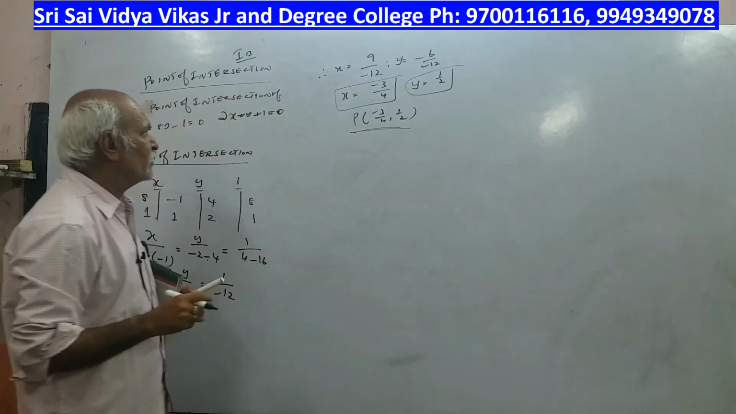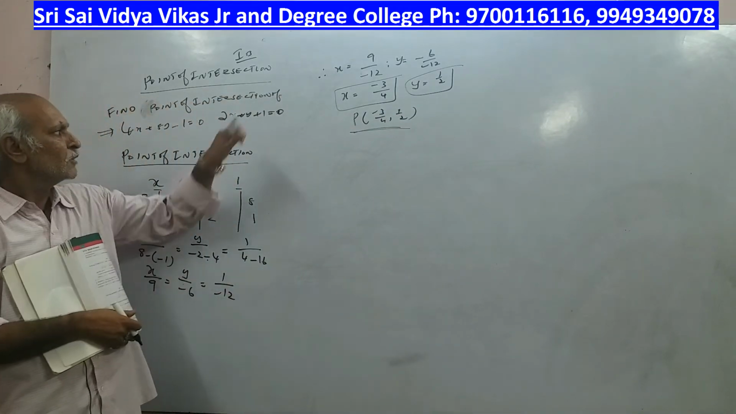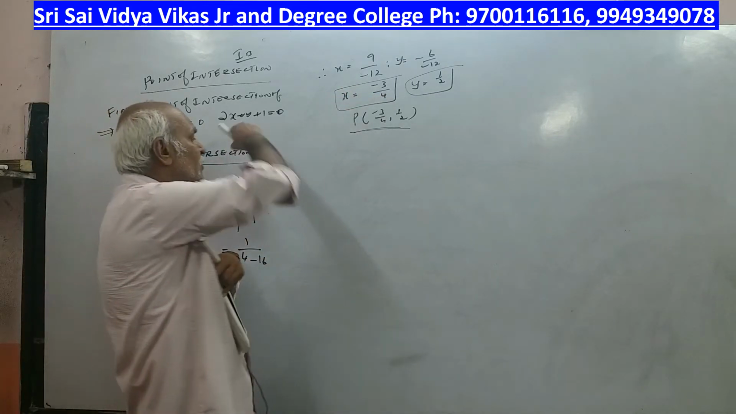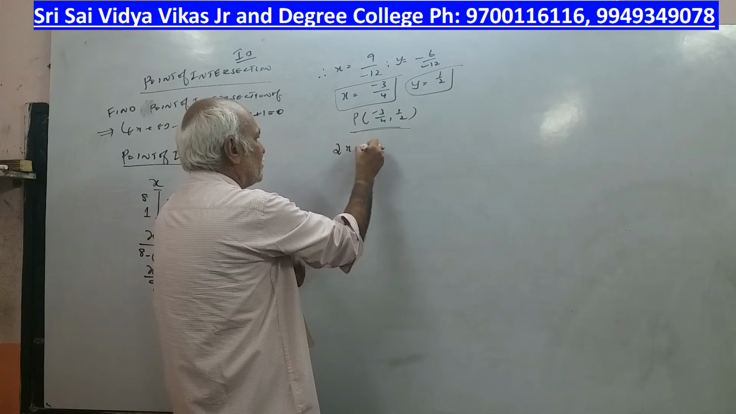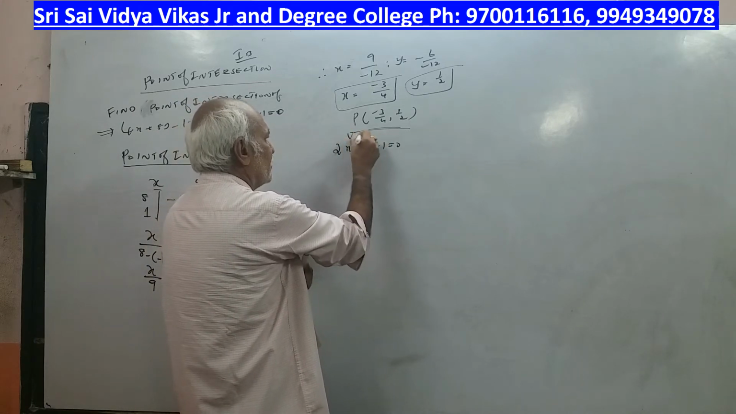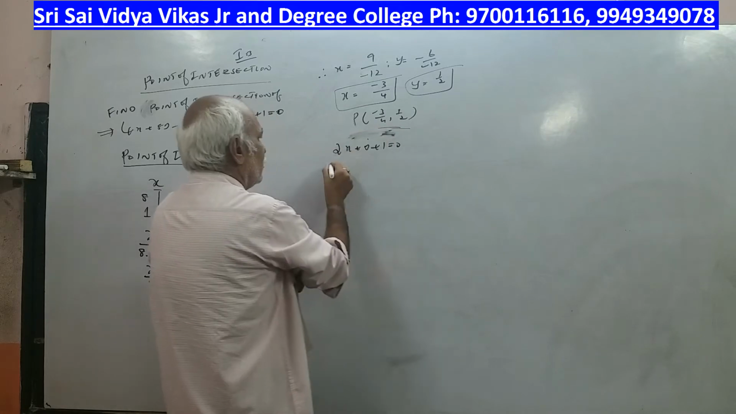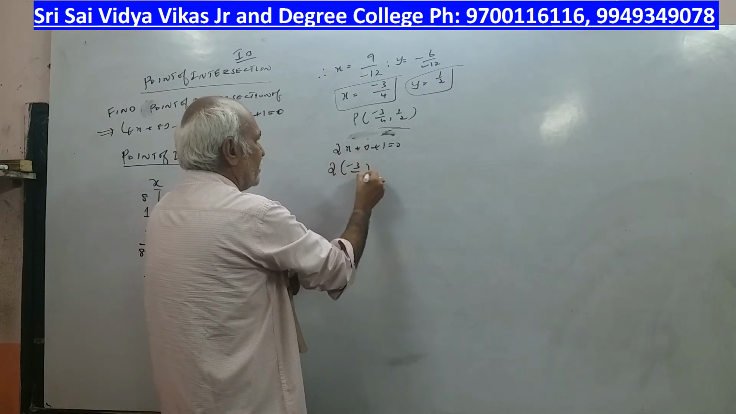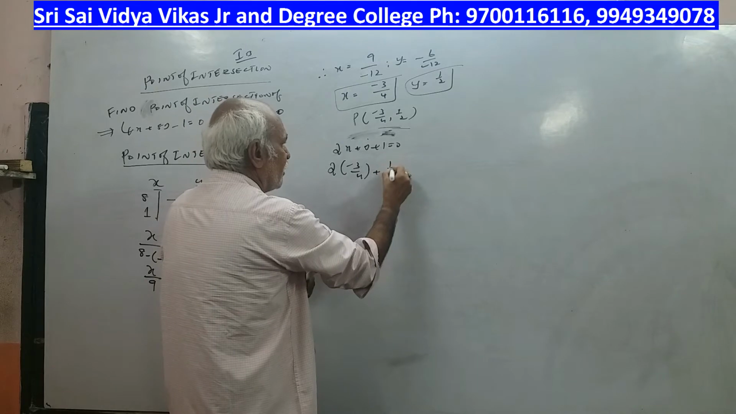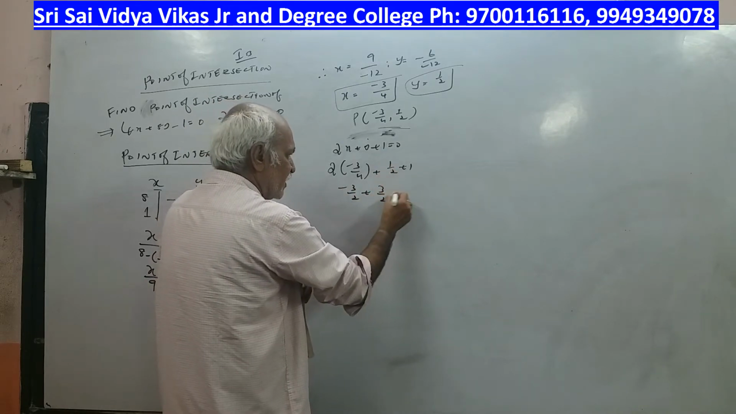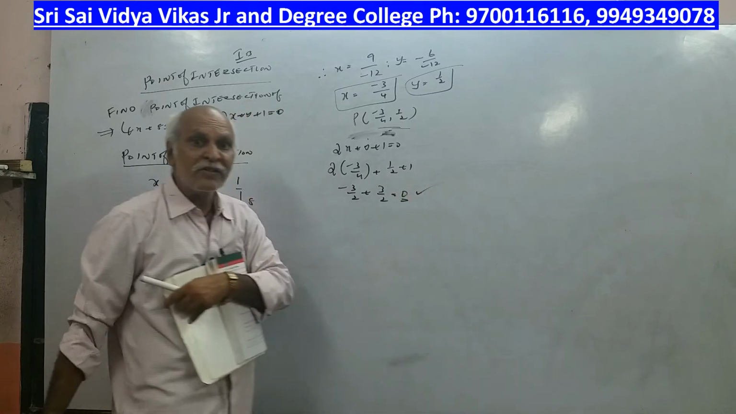Minus 3 by 4. Verification, you can do yourself. I am putting in the second equation: 2x plus y plus 1 is equal to 0. Every time you don't need to do this, here I am just verifying. So 2 into minus 3 by 4, y is 1 by 2, plus 1. This will be minus 3 by 2, plus 1 by 2 is minus 1, plus 1 is 0. So your equation value is right.